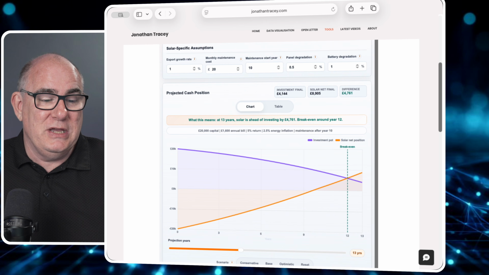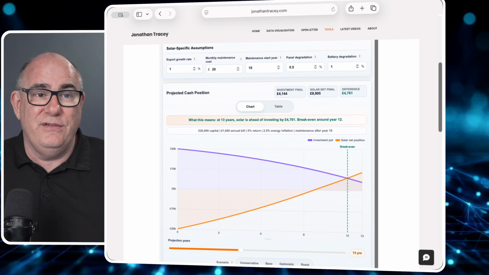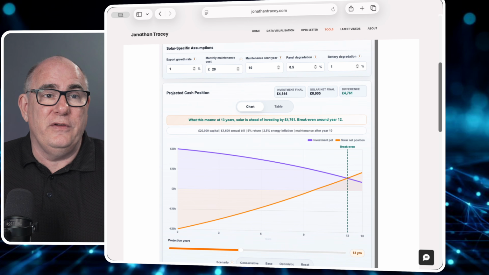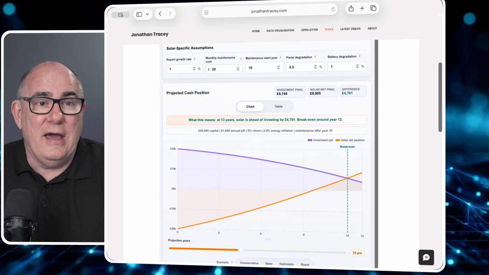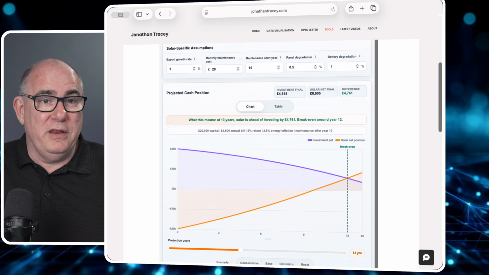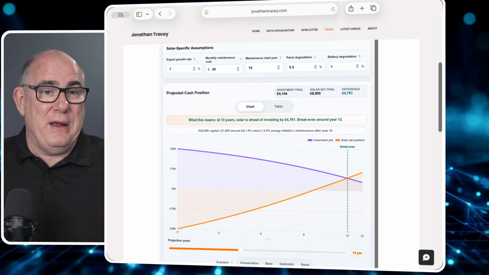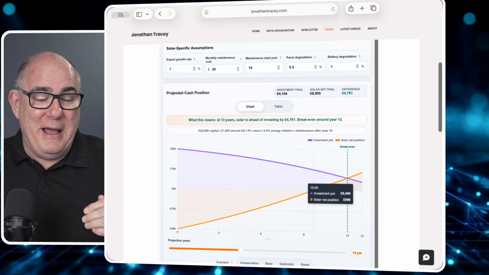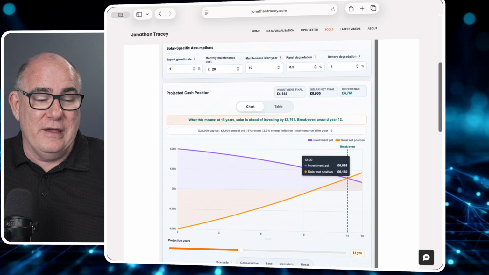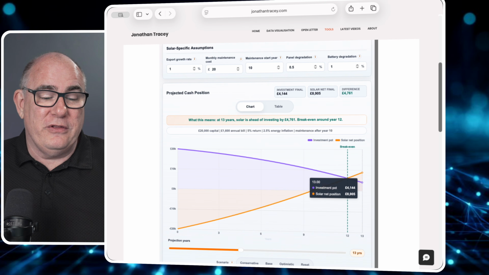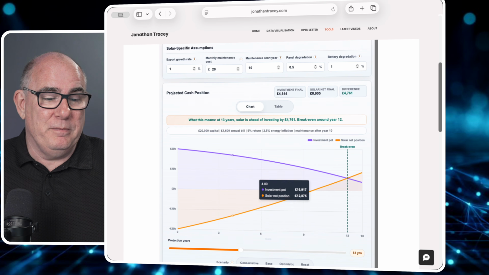And that's because at 13 years, solar is ahead of investing by £4,761. And this is because every month when we, instead of spending that £1,600, we put it into our ISA, we're compounding the interest over the years. You can see we're starting to really make a return on that investment.